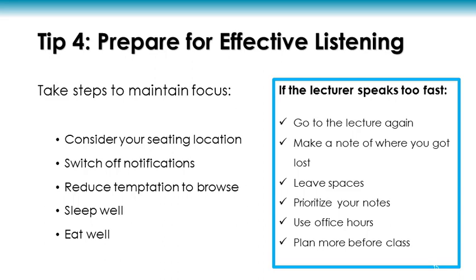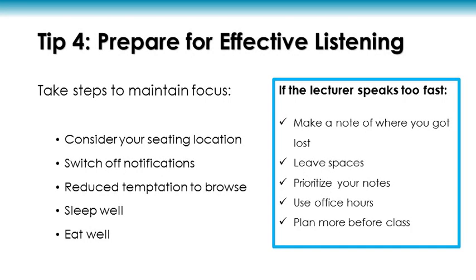If your lecturer speaks too fast, make a note of where you got lost in a lecture. You can do this by writing a question mark beside something that you're confused about that you can follow up with a professor later on. You can also leave spaces in your notes to fill in missing information after you've consulted with a textbook, a peer, or the course instructor.